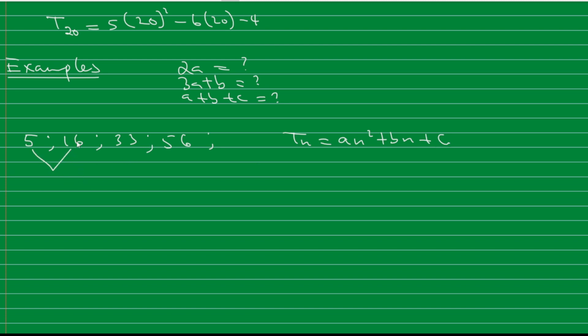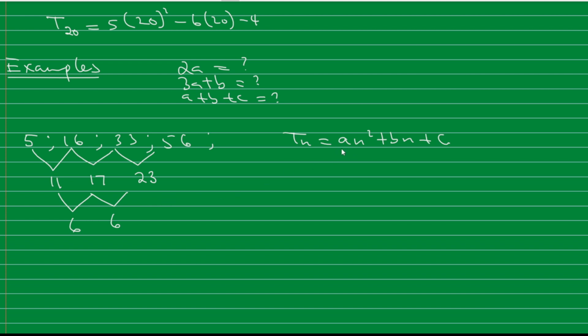to take the differences. 16 minus 5, we get 11. 33 subtract 16, we'll get 17. And 56 subtract 33, that will give us 23. And then we do the second difference: 17 minus 11, that is a 6. 23 subtract 17, that will be a 6. So you see the second differences are the same.